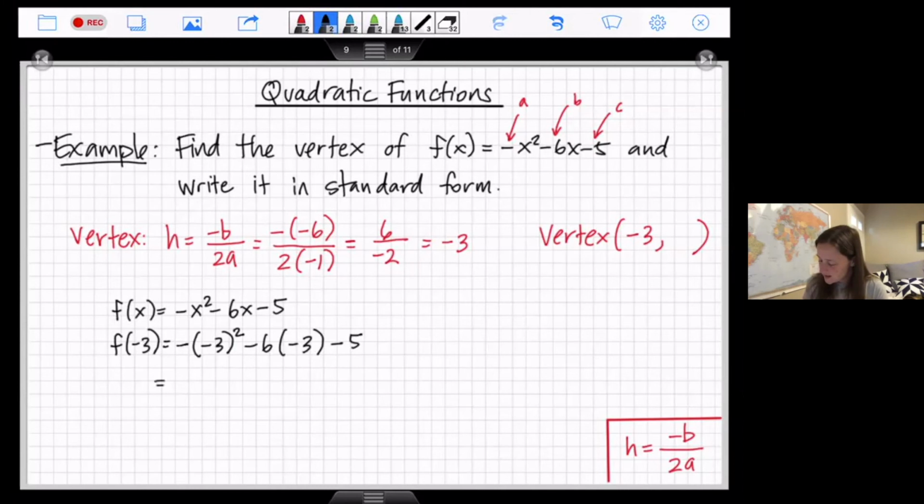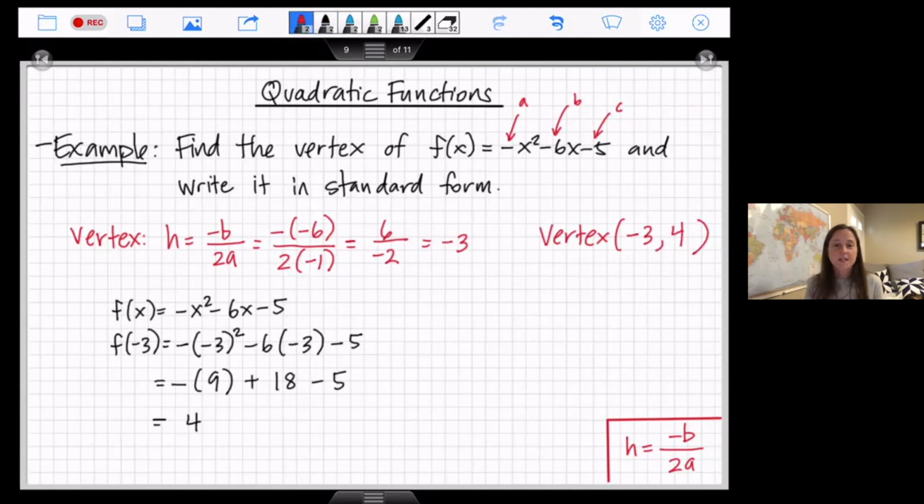Let's see. This negative happens after I do the square. So negative 3 squared is a positive 9. In the middle, negative 6 times negative 3 is a positive 18. And then minus 5. So I've got negative 9 plus 18 minus 5. That's going to be, let's see, 9 minus 5 is 4. And that's the y-coordinate of your vertex.